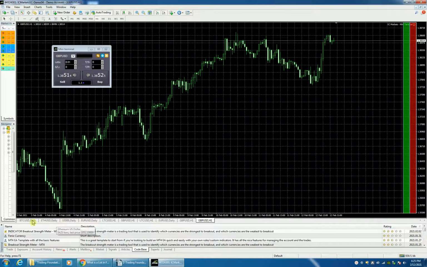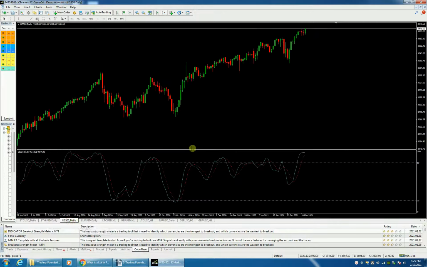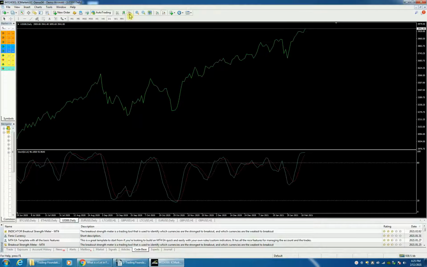If we take a look at, for example, Ethereum or the US market, this is a candlestick chart. If you want to change it, you just go up here. There's a bar chart. This is what it looks like. This is a candlestick chart. And this is a line chart. The line chart is great to see a market direction. Is it going up? Is it going sideways? Or is it going down?